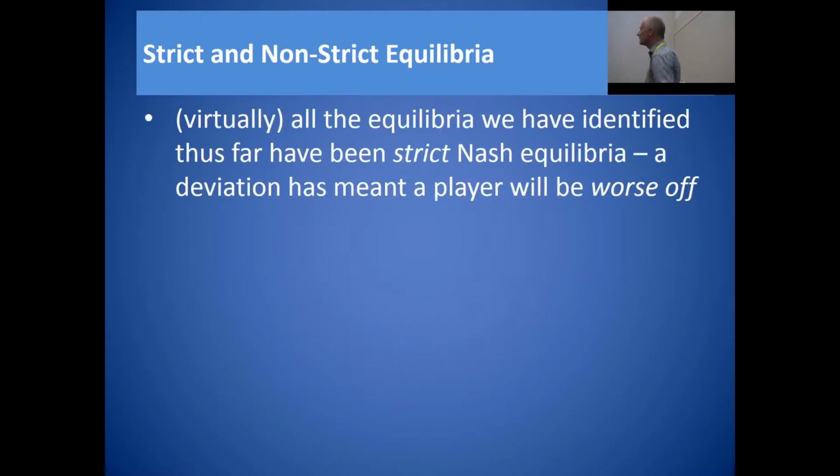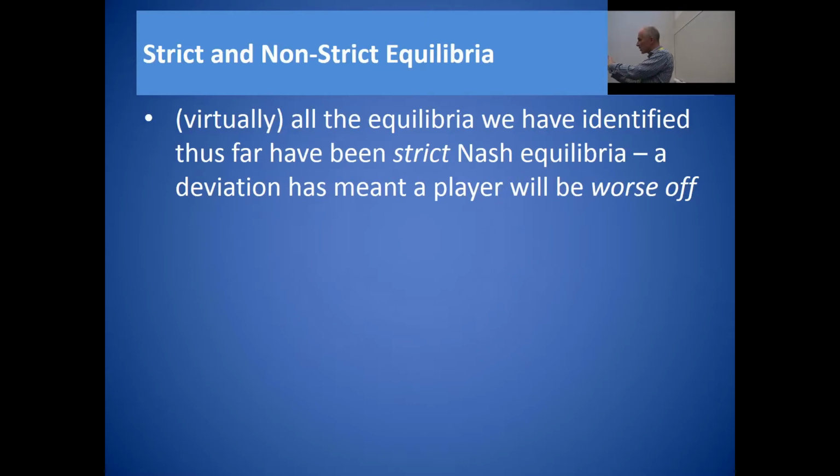And this last slide draws out the distinction between what are known as strict and non-strict Nash equilibria. Now, virtually all of the Nash equilibria that we've identified in lectures have been strict Nash equilibria. And our notion, our idea of what lies behind the Nash equilibrium is that players don't have an incentive to deviate. And if they deviated, they would be worse off.